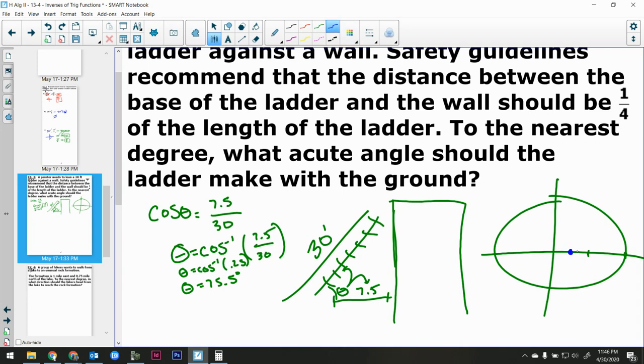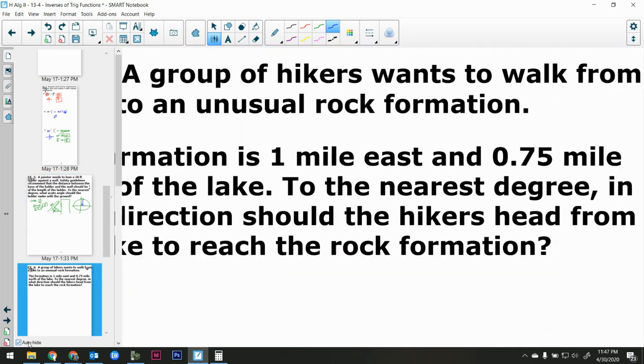I want to know what place along the unit circle has the cosine of 1/4. Right here. What kind of angle do you see right here? Is that about 75.5 degrees? Yes. So that's really what we're looking at when you find that theta. All right, let's try another one here.